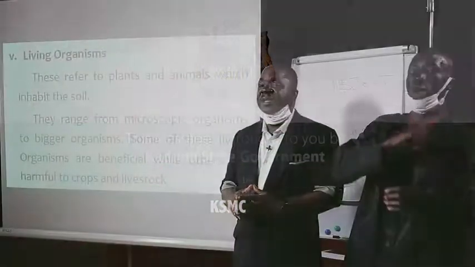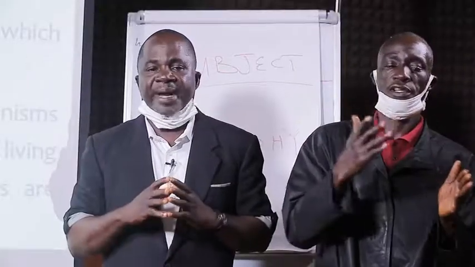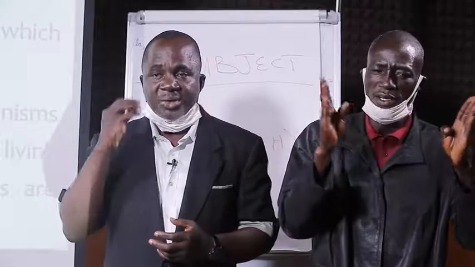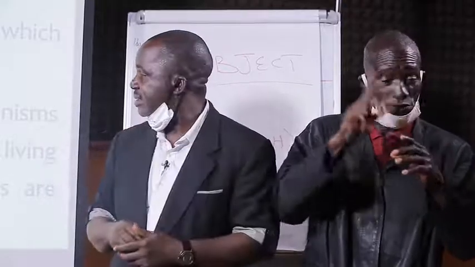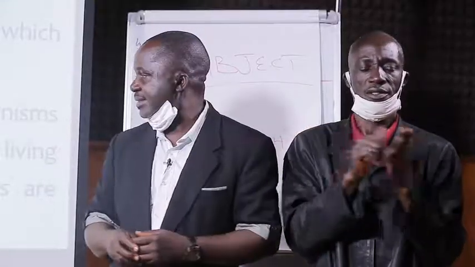Living organisms is number 5. And what do we mean by living organisms? This refers to plants and animals which inhabit the soil. These living organisms range from microscopic organisms, that is, organisms that you cannot see with the naked eyes, to bigger organisms, which you can see with the naked eyes.